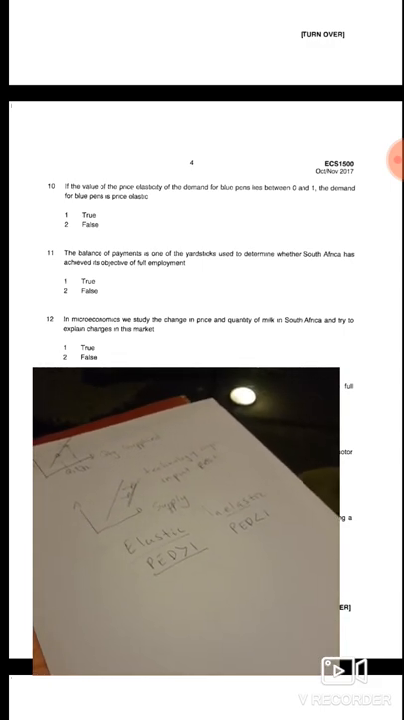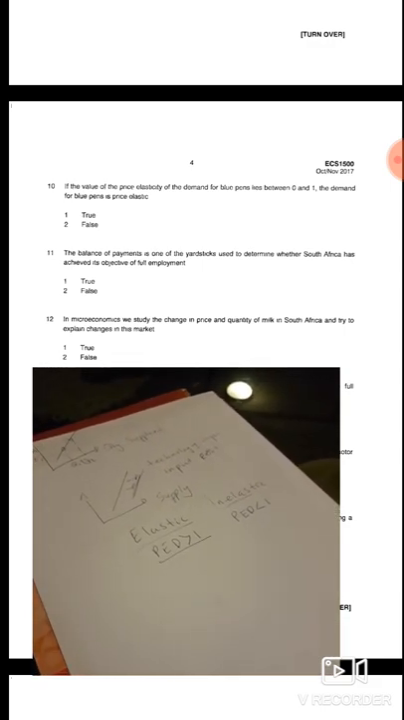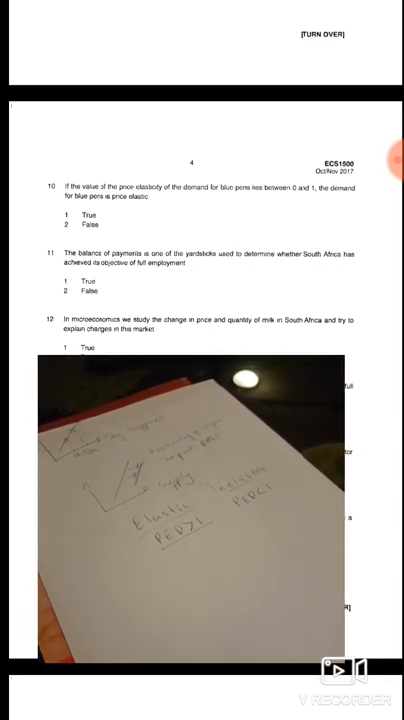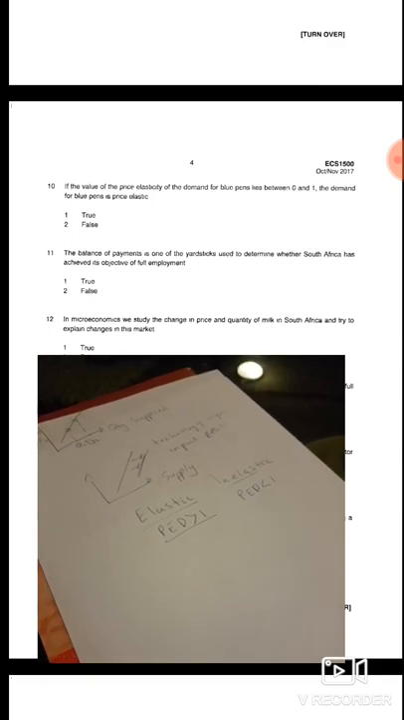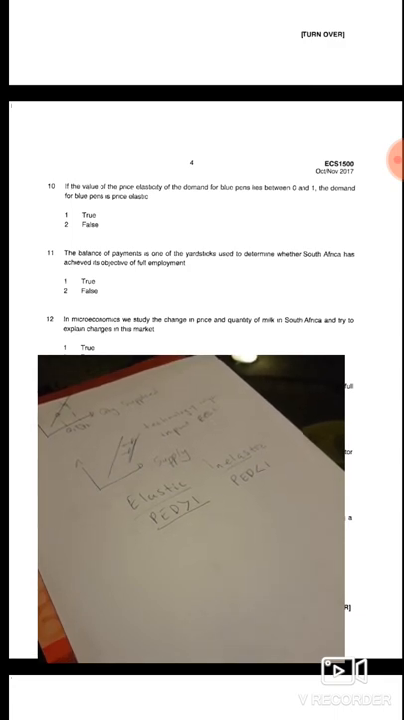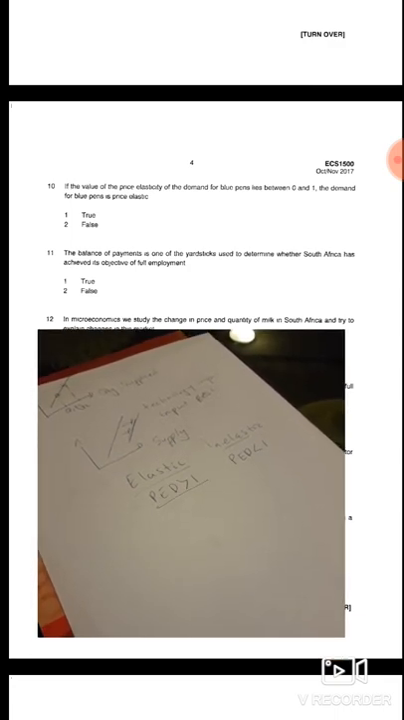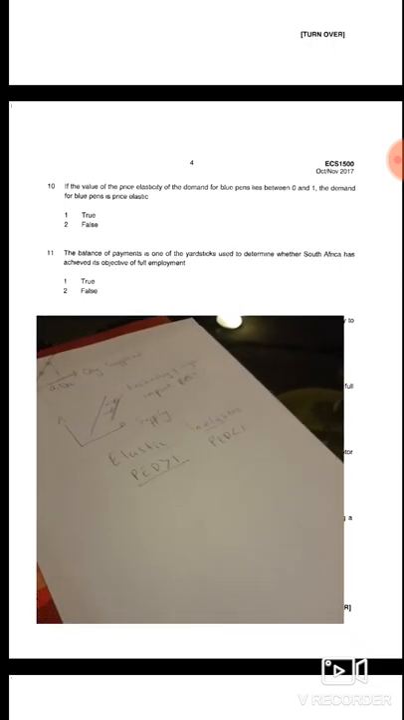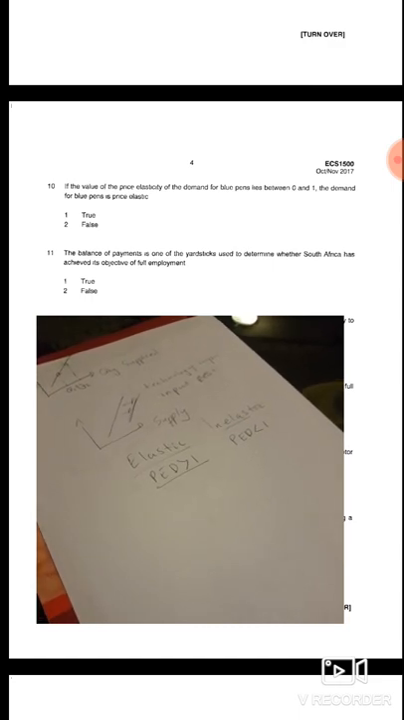Okay, let's move to question number 11. The balance of payments is one of the yardsticks used to determine whether South Africa has achieved the objective of full employment. Really? So you cannot use the balance of payments to measure whether South Africa has achieved full employment. Full employment can be measured in other ways, but not the balance of payments. Okay, the balance of payments is about imports and exports, not about employment.